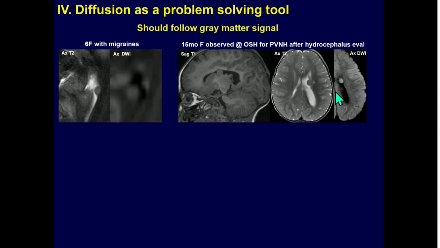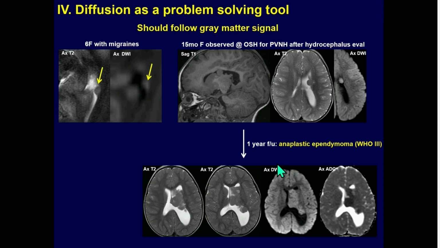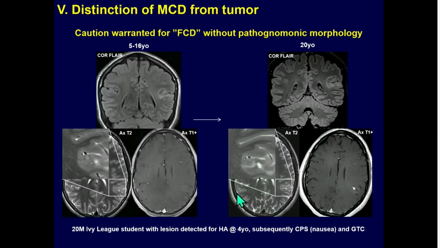On this case, it was an outside hospital. They called this gray matter heterotopia, but they came back a year later, and this was actually a mass. And the key here is that on the ADC and the T2, it doesn't really match gray matter. And the last thing I'll leave you with is that caution's warranted for things where the working diagnosis is cortical dysplasia, but it doesn't have a pathognomonic morphology like a transmantle sign. So that's illustrated by this case.